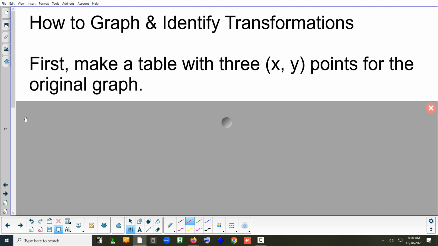So if we want to figure out where a new graph is going to be, we can't do it unless we know where it started. Like if I said to you, I want you to shift the point right 3 units. Well, what point? You need to know what point you're shifting. So you have to start with a table for your original graph. And then once you know those points, you can move them left, right, up, or down. But if you don't know where you're starting from, you can't do that. Right, and we'll go through an example of how to do that.